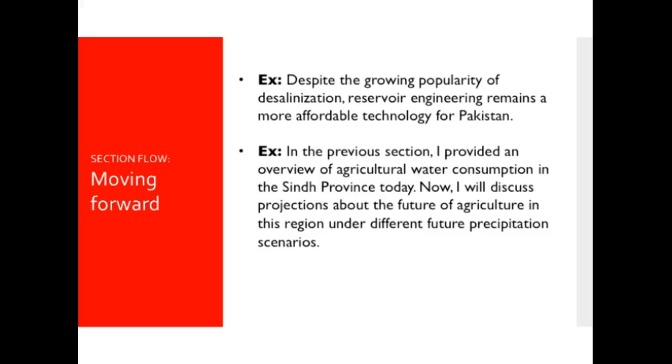So: "Despite the growing popularity of desalination, reservoir engineering remains a more affordable technology for Pakistan." The assumption here is that in the previous section, you talked about desalination, and now you're going to be talking about reservoirs, about dams, for example. Another example: "In the previous section, I provided an overview of ag water consumption in the Sindh province today. Now I will discuss projections about the future of agriculture in this region under different future precipitation scenarios." The way this is set up, we know exactly what was discussed in the previous section because the writer is telling us exactly what was discussed, and we know what will be discussed in the section to come.